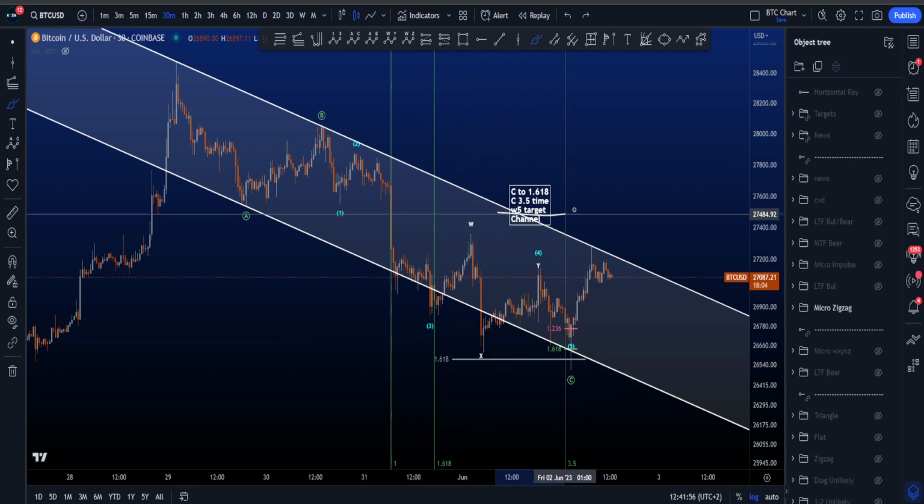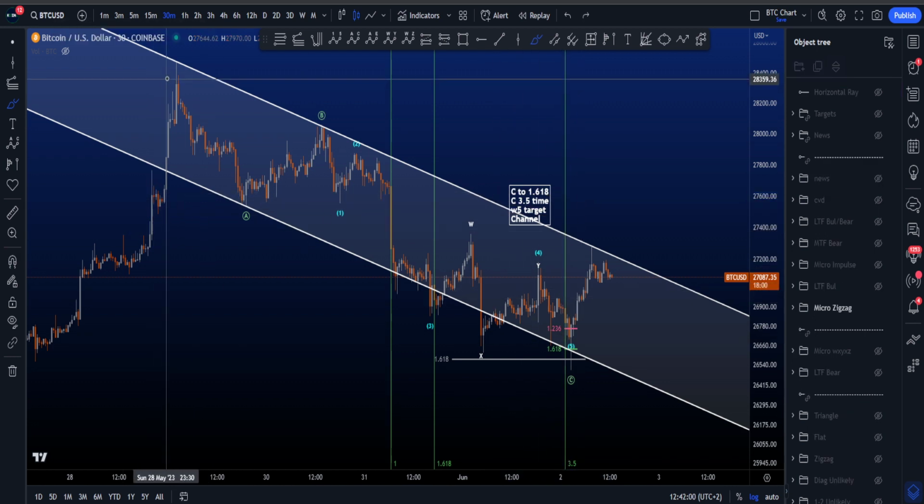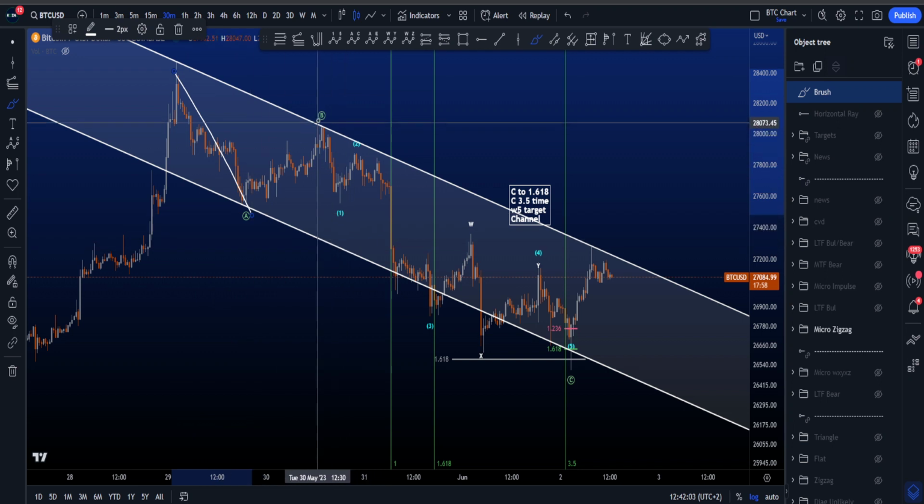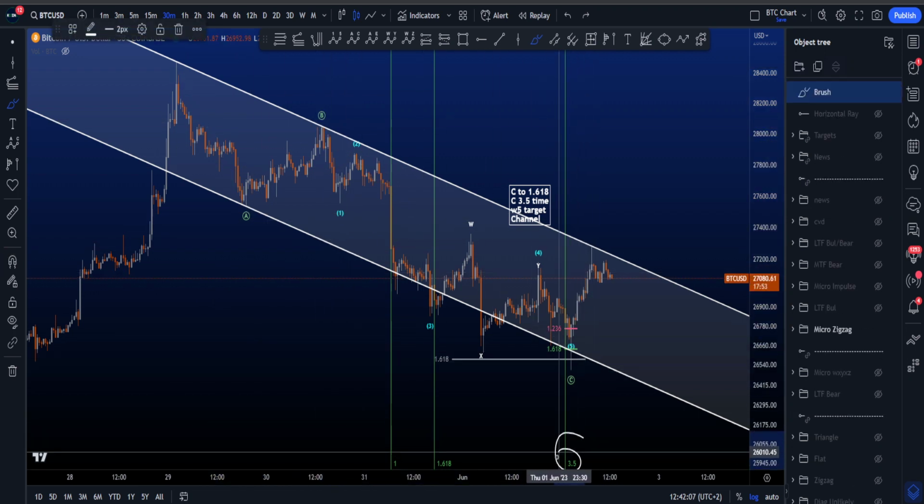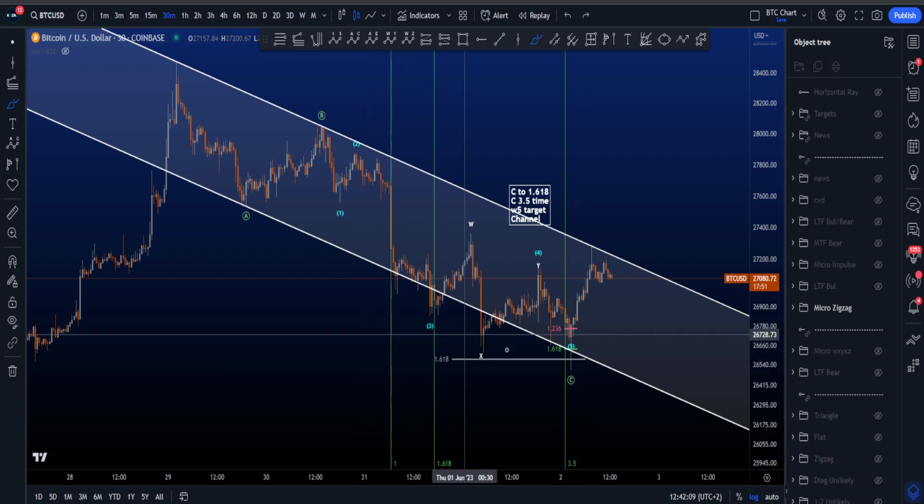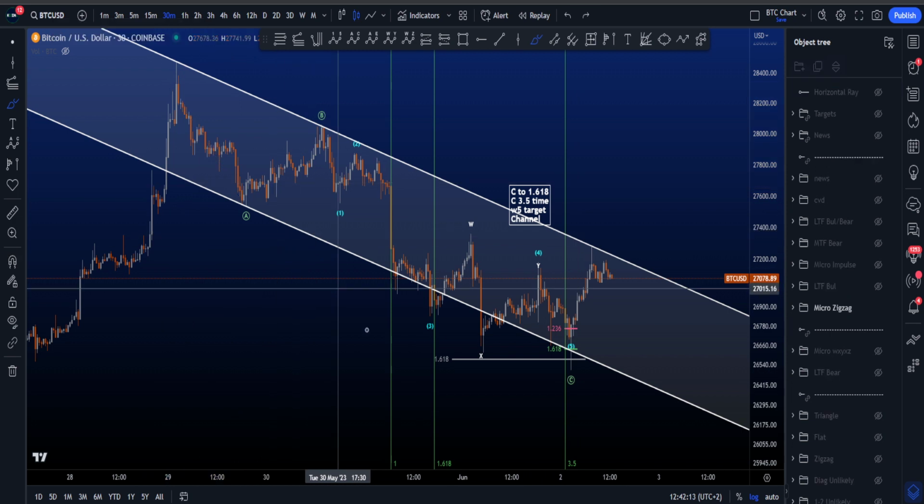Then secondly, this wave C went all the way to the 3.5 fib time, so basically comparing the time it took to develop wave A to the time it takes to develop wave C, it went all the way to the 3.5 fib time. So basically that means wave C is 3.5 times larger in time than wave A, which is also incredibly rare.